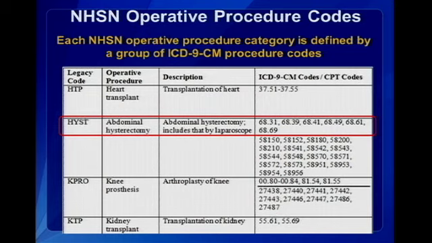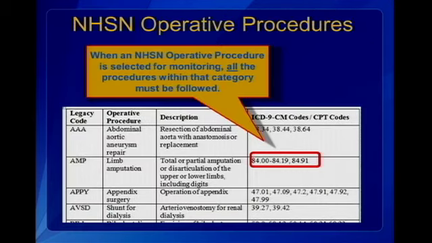A little reminder that when you do make a decision to follow a procedure category, you're following all of the NHSN procedure ICD-9 codes that fall in that category. You can't say, well, I'm just going to follow 6831s and 6839s. You need to follow that whole grouping that meets our definition based on ICD-9 CM codes of abdominal hysterectomy. So this would be shows for amps.